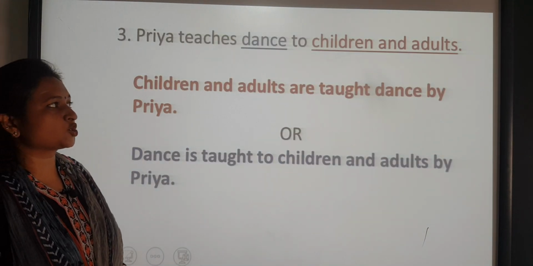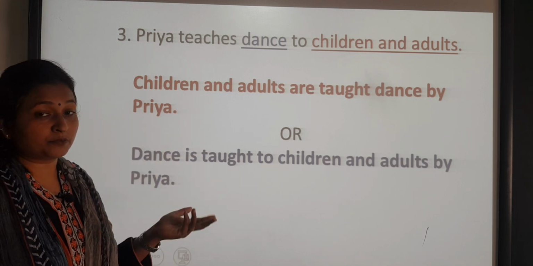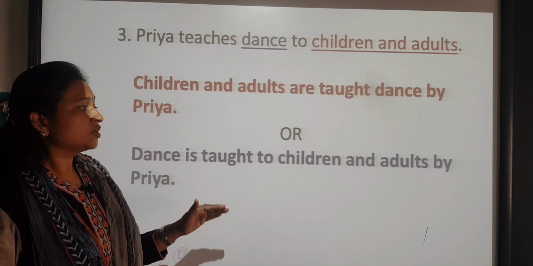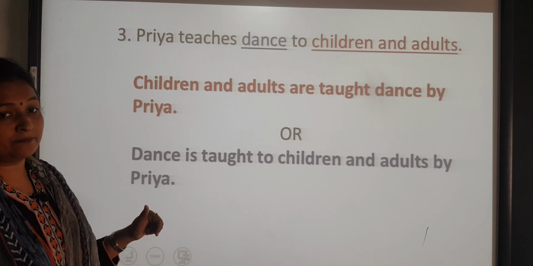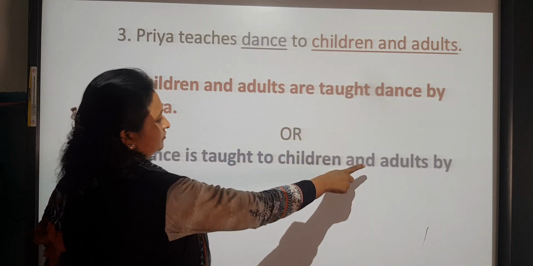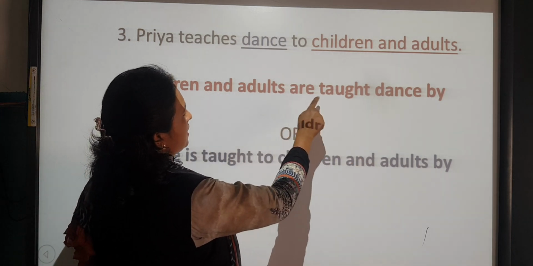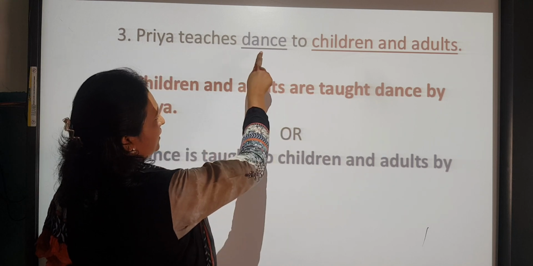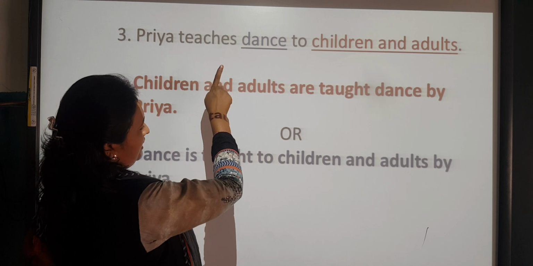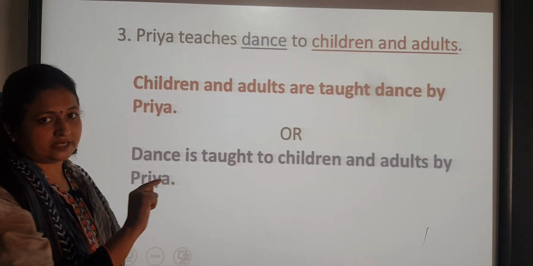Priya teaches dance to children and adults. Children and adults, because two people plural, are taught dance by Priya. Dance is taught to children and adults by Priya. So that means when we are using this, then take this, okay? Children and adults are taught dance by Priya. Now when we take dance, dance is taught to children and adults by Priya. Is it clear?